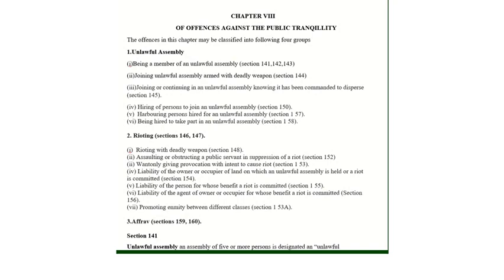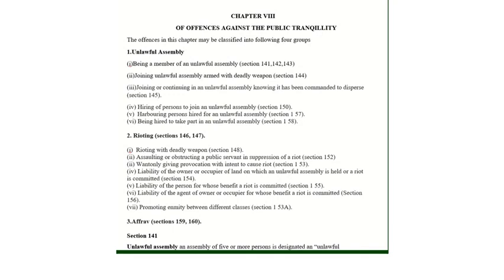Section 157, harboring persons hired for unlawful assembly, and 158 talks about being hired to take part in an unlawful assembly. Rioting is mentioned in sections 146 and 147. Rioting with a deadly weapon is mentioned in section 148. Assaulting or obstructing a public servant in suppression of a riot is mentioned in section 152. Wantonly giving provocation with intent to cause riot is mentioned in section 153.